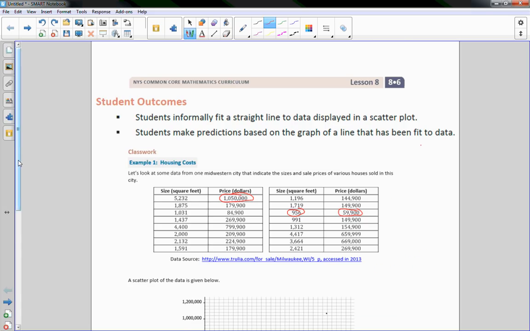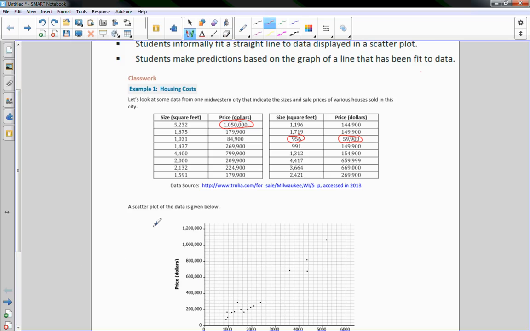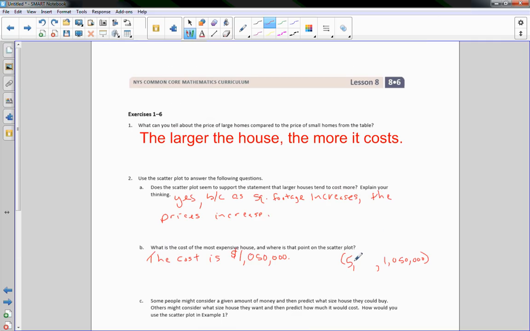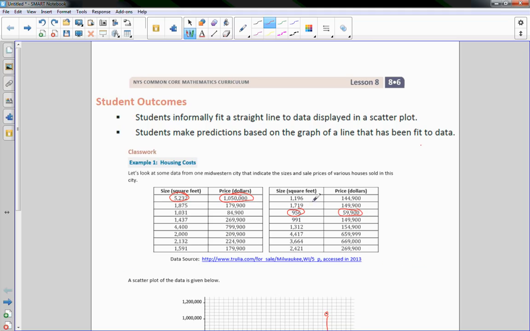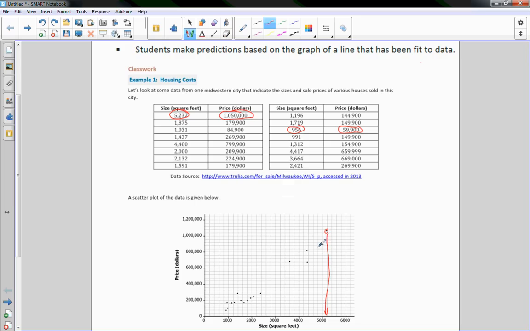If I go back, price was y, and it is way up here, and if I go down here, it's over 5,000. The value is right there, 5,232. So the point on the scatter plot is at 5,232, comma, this is my comma between x and y, not to be mistaken for a comma in our numbers, and the y value is 1,050,000. And that value is right here on the scatter plot.